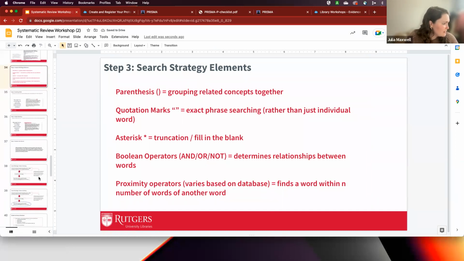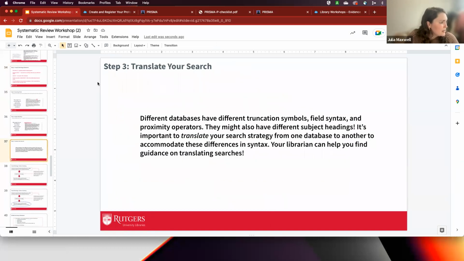I'm going to skip ahead a tiny bit, which brings me to translation. Once you write this strategy for one database, you have to translate it to the next, because as I just mentioned, different databases will use different syntax for the searching. Where one database might use one letter or word to represent a proximity operator, another one will use a different one. Where one database will use a certain set of subject headings, another will use different subject headings.